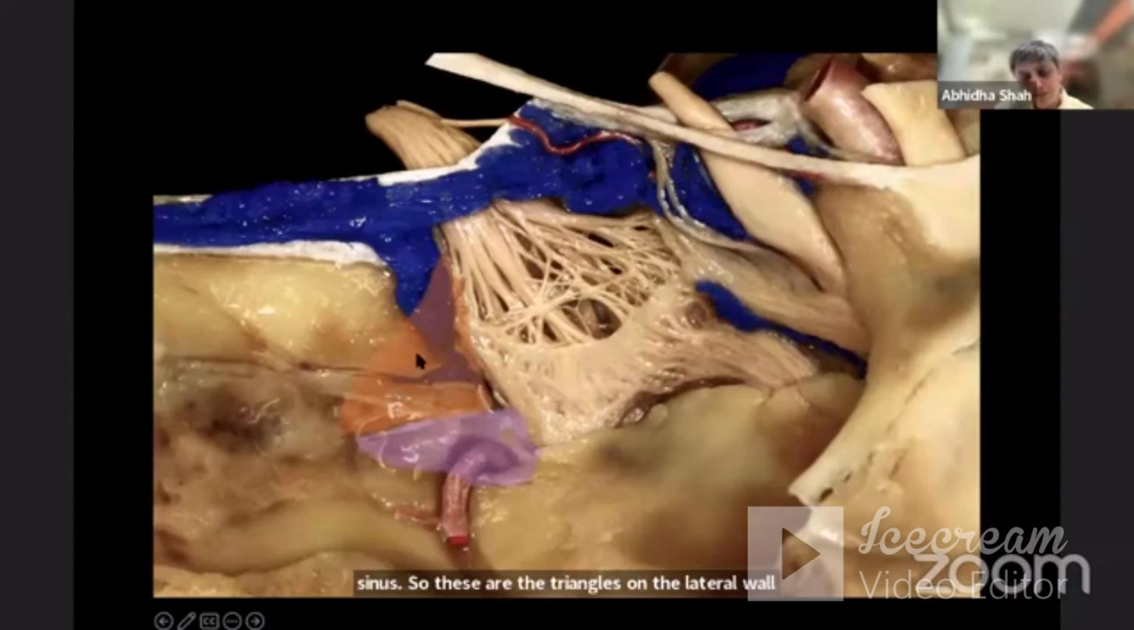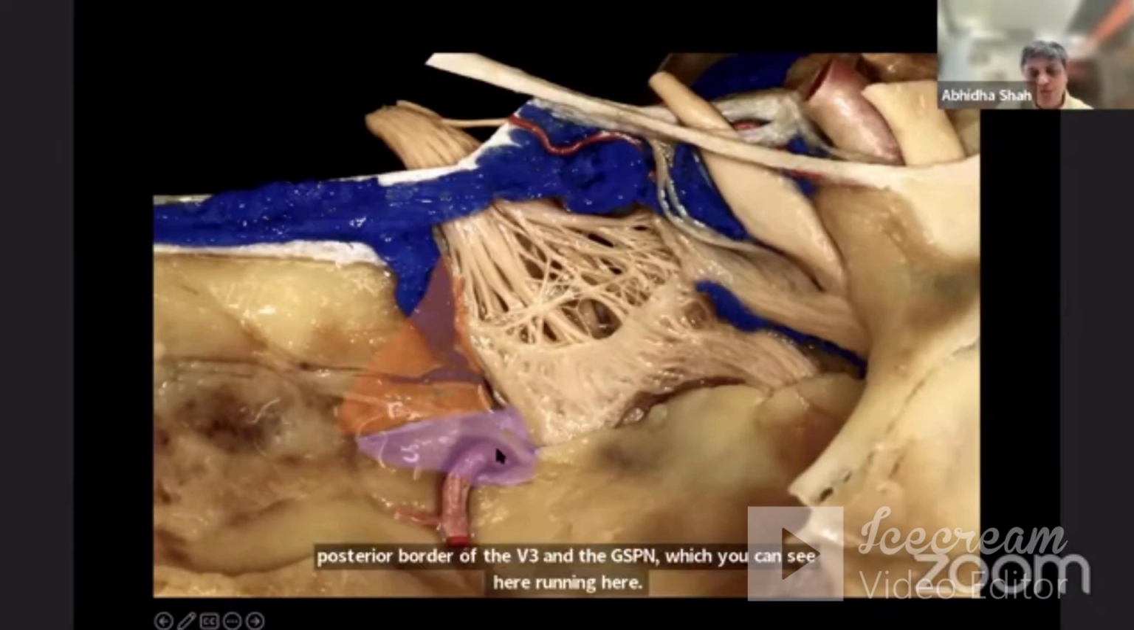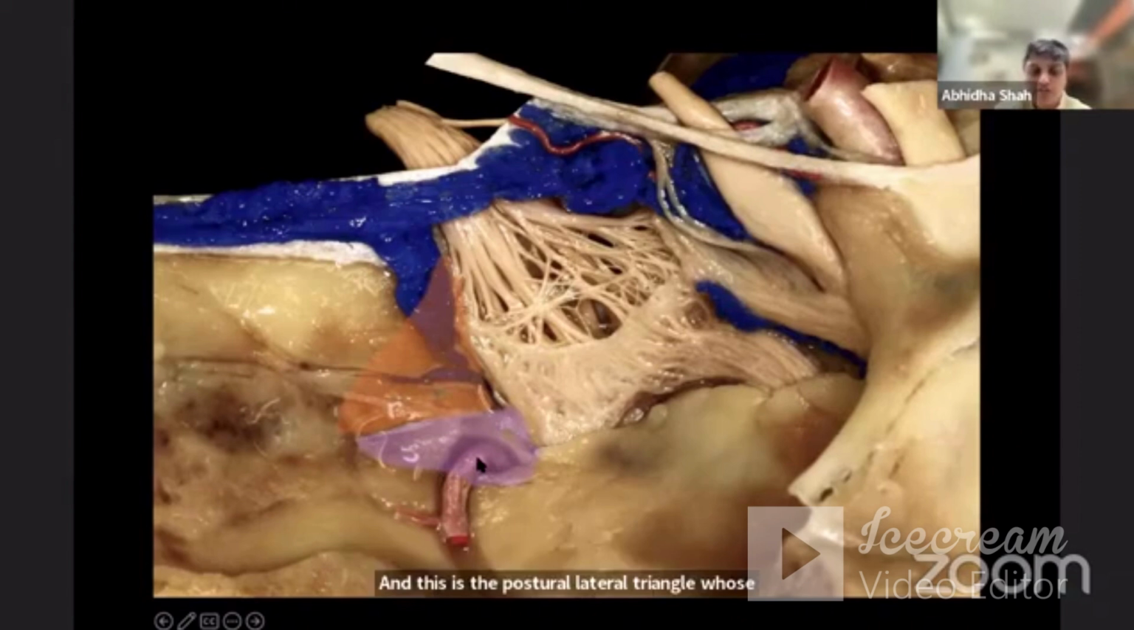And in the middle fossa, there are also two more triangles, the posteromedial and the posterolateral triangle. The most important landmarks here are the posterior border of the V3 and the GSPN, which you can see running here. And this is the posterolateral triangle, whose most important constituent is the middle meningeal artery. And this one, as we all know, is the famous Kawase triangle, which gains you access into the posterior fossa if you drill in this region.